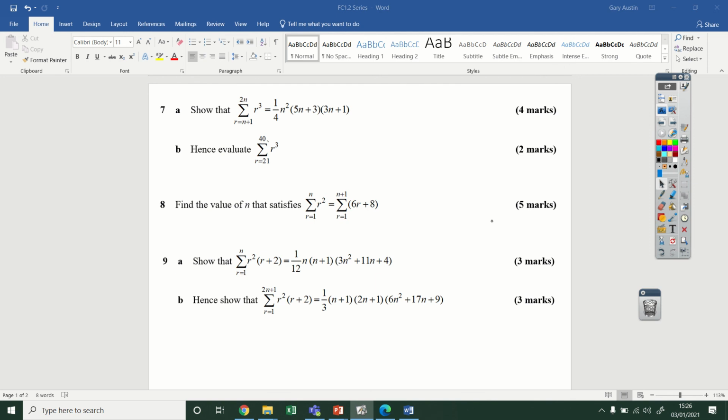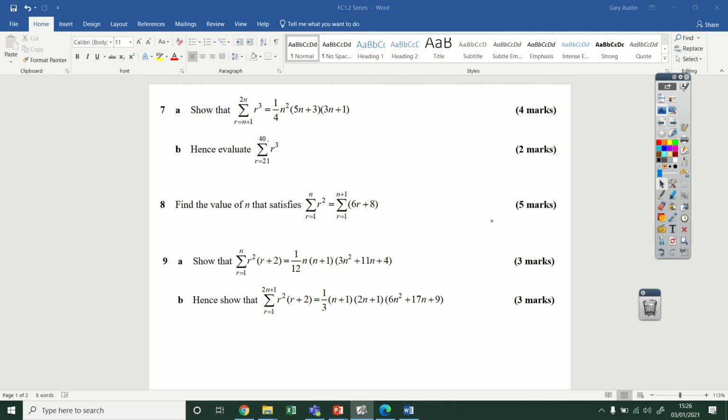Question 8, it looks like it's going to be some kind of equation to set up where you evaluate the left side, which is an easy one, evaluate the right side, and then you can make an equation in n. And remember that if there's multiple choices for your value of n, then you need to pick the one that makes the most sense in the context of what we're doing here, using series.